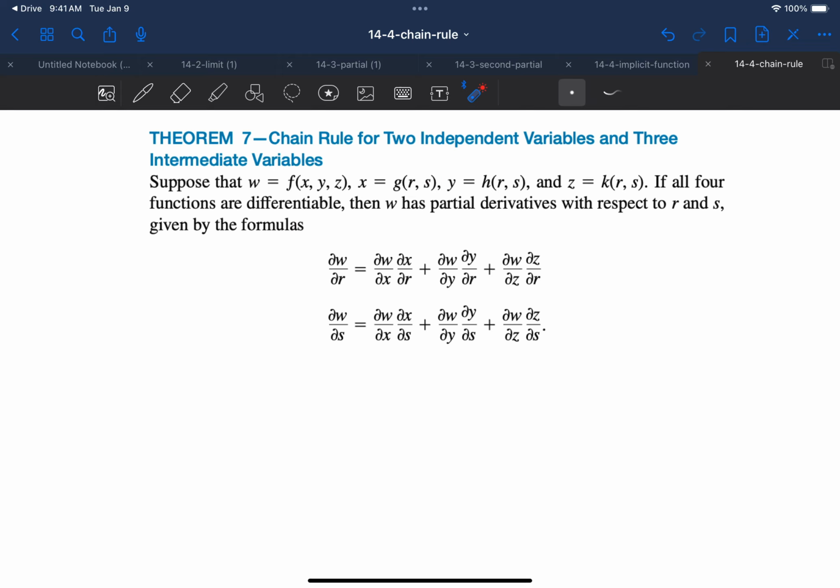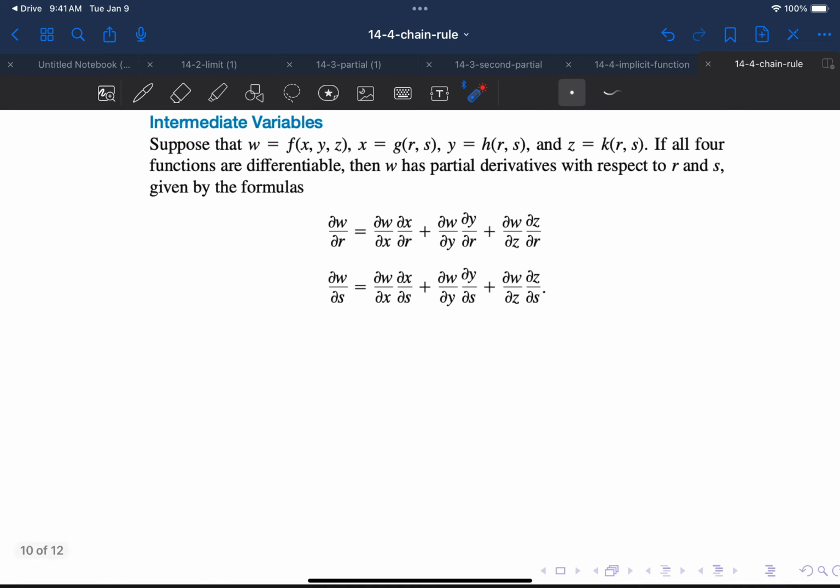So suppose you are given r and s as two numbers, then you can determine x, y, z first and put x, y, z inside of f, then you get w. Now w is a function of r and s, a two-variable function. Then the question about derivative is partial derivative: what is the partial derivative with respect to r, and with respect to s? For this problem, we have this complicated formula, which we are not going to memorize, but we have some picture in our mind.